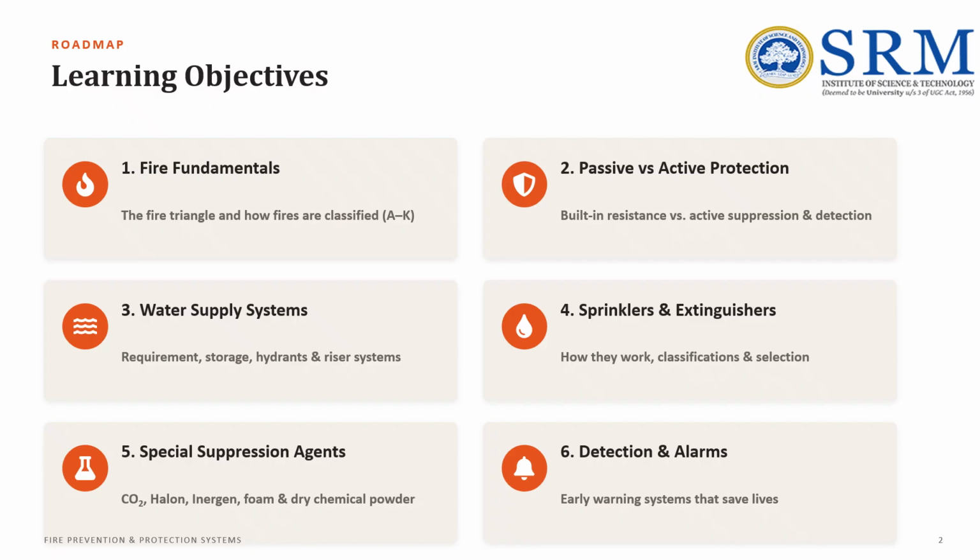After that, we learn about automatic sprinklers and portable fire extinguishers, their working principles and proper selection. We also study special fire suppression systems including carbon dioxide, foam, halon, and Inergen systems. Finally, we conclude with fire detection and alarm systems, which play a crucial role in saving lives by providing early warning.